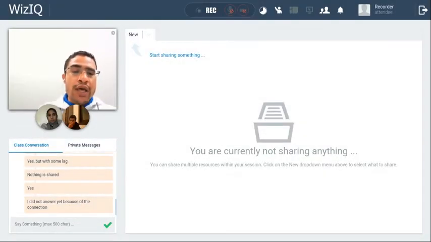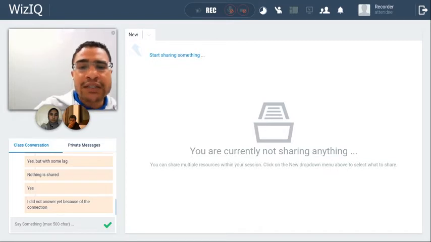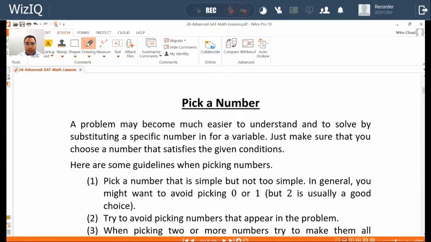This will bring us to a very important question. What number can I pick? How to smartly pick numbers, because that's very important. Picking a number when you have a problem, to better and easily understand it, you can substitute.